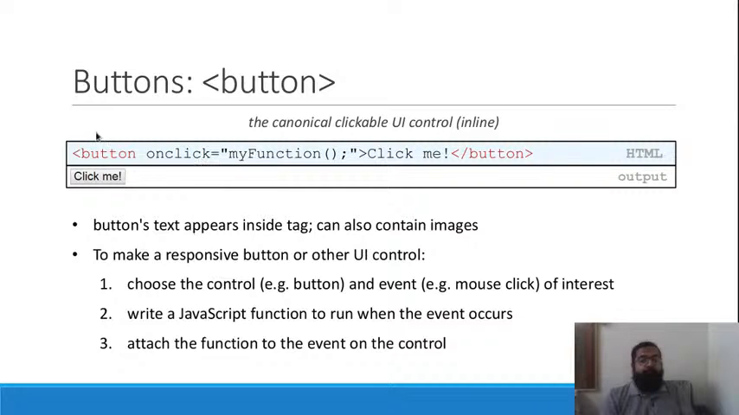And when you have a button and then you have a click on that button, you can create a button like this, which when you click on the button, this particular function, my function, which is actually defined in the JavaScript, will get invoked and will get executed. Okay, so buttons text appear inside the tag and can also contain images. Okay, so it can be either a text or it can also be an image. And to make a responsive button or other UI control, choose the control, example the button and event of interest, and write a JavaScript function to run when the event occurs. Attach the function to the event on the control.